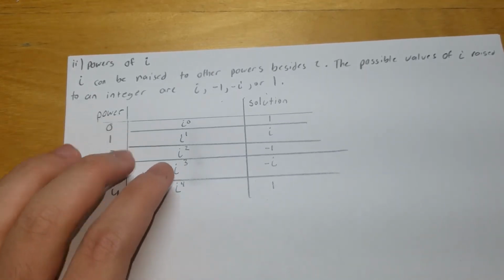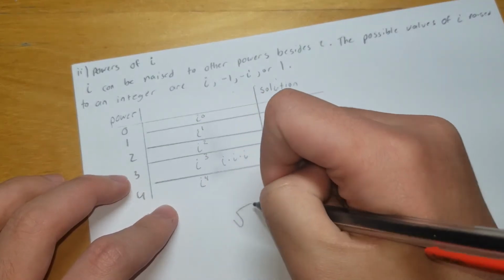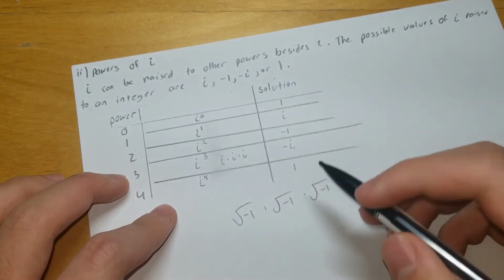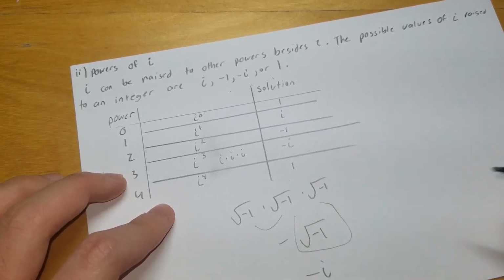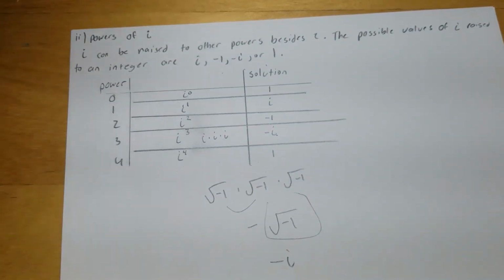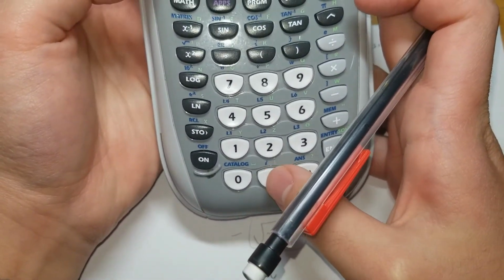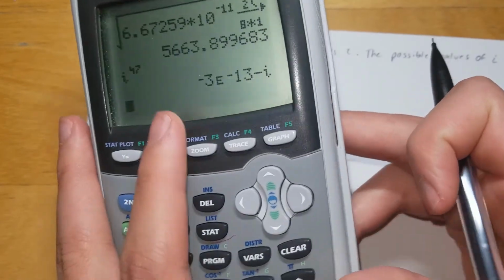If you're confused about how I got this one, let's say i cubed, it's basically just i times i times i. And what is i? It's the radical -1. Radical -1 times radical -1 is -1, and this is just i. You don't have to convert, so it's just negative i. That's how we got that, and this applies for all. You can also use a calculator to figure this out as well. If you just press second and this period or dot, you get i. And then i to the 47, and so on.